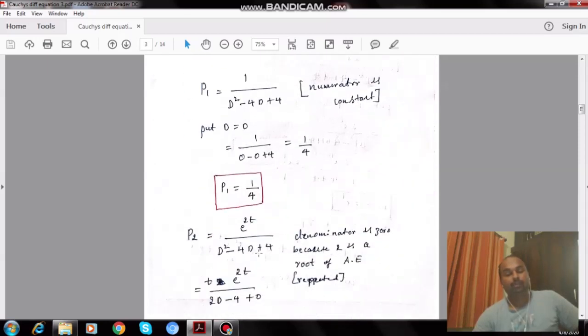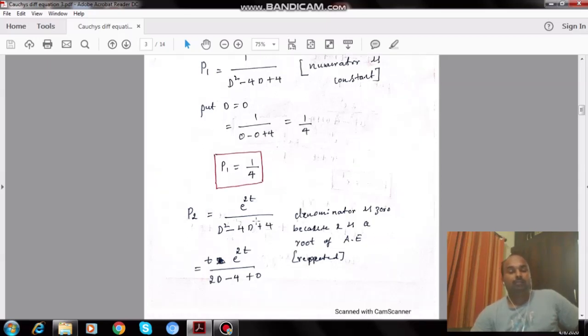Now P2 is e power 2t by D square minus 4D plus 4. See here, since the numerator is e power 2t, we have to substitute D equals 2. When you substitute D equals 2, the denominator becomes 0 because 2 is a root of the auxiliary equation. So what I will do, I will write a t in the numerator: t e power 2t by the derivative of the denominator, D square derivative is 2D, 4D derivative is 4.